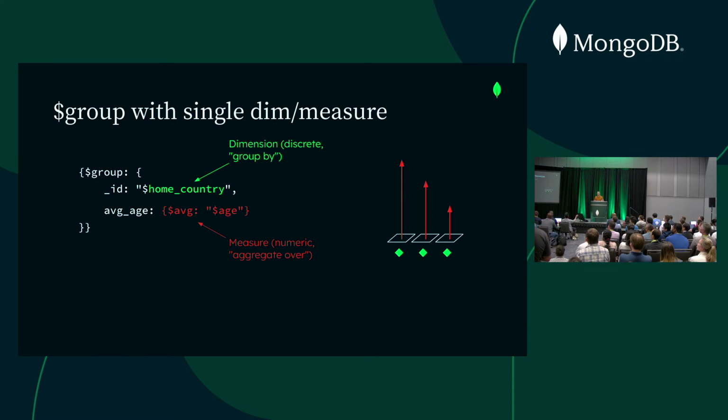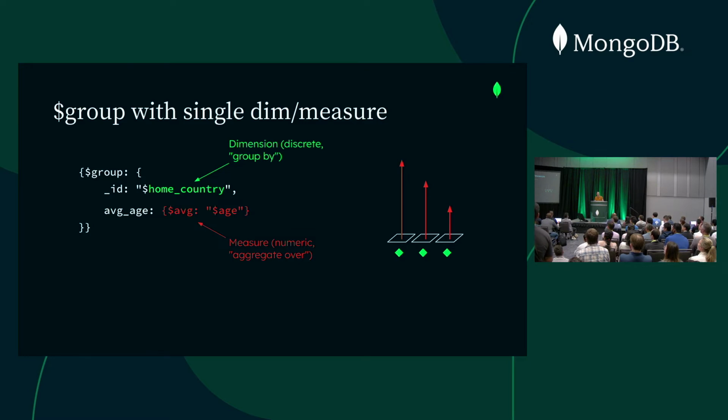So here I have a single group stage on one dimension and one measure. The dimensions are the fields that we group by. They go in the _id key, here home country. And the measures are typically numeric. That's what we aggregate over. And they also need an aggregate function, in this case, $avg. Visually speaking, what I get is a bucket for each distinct value in my dimension, for each country, indicated with these green diamonds. And each bucket contains one measure, one scalar value, the result of the aggregate function.